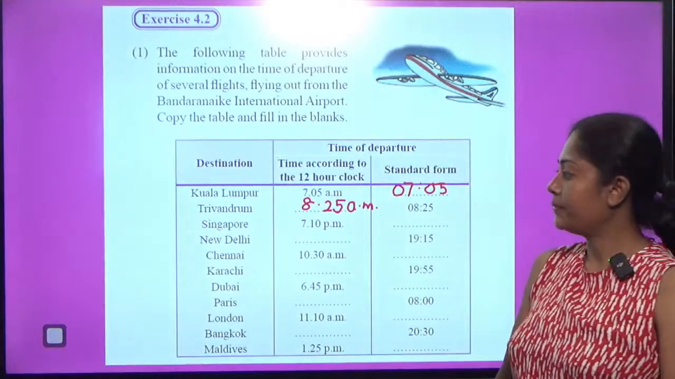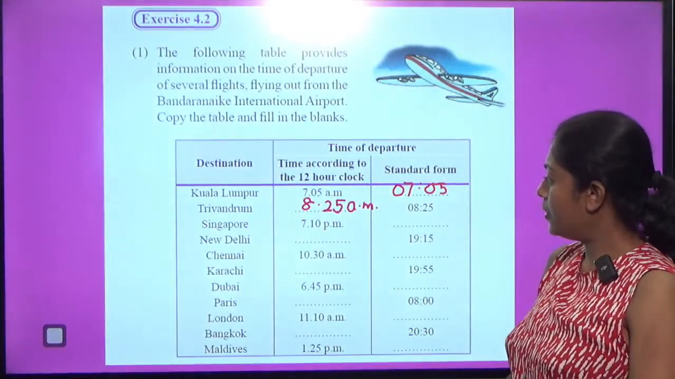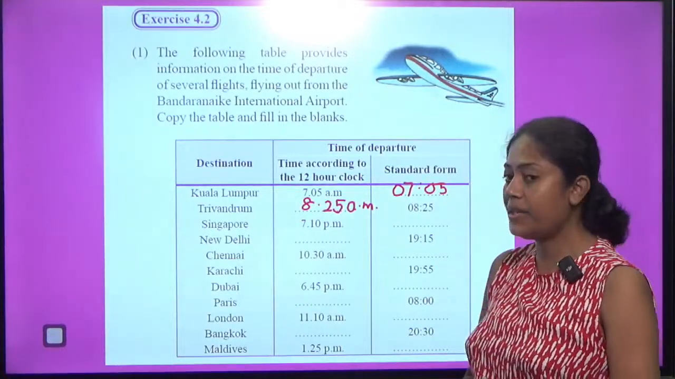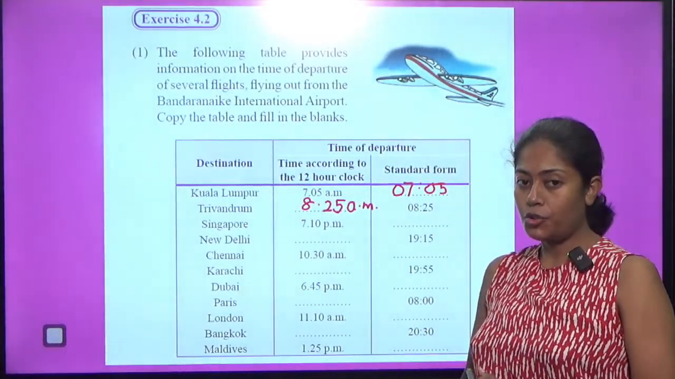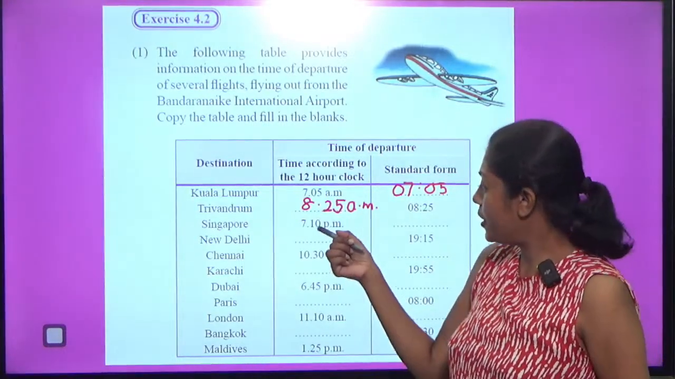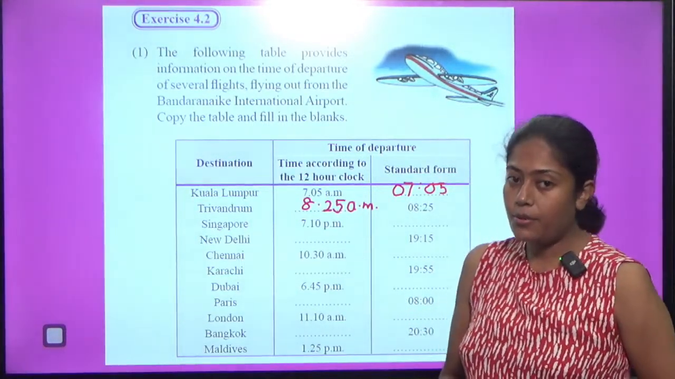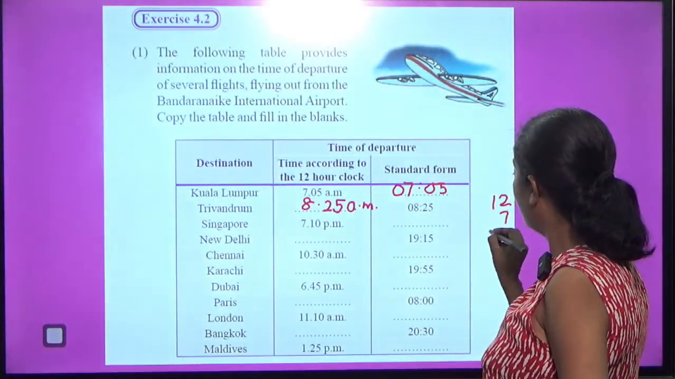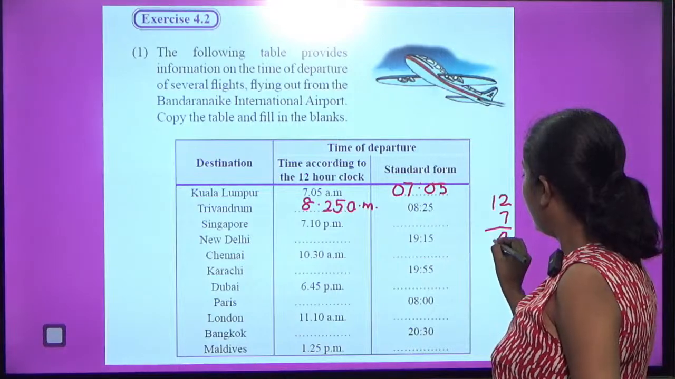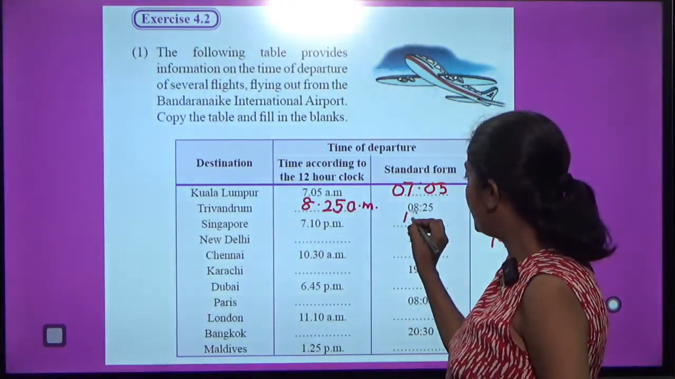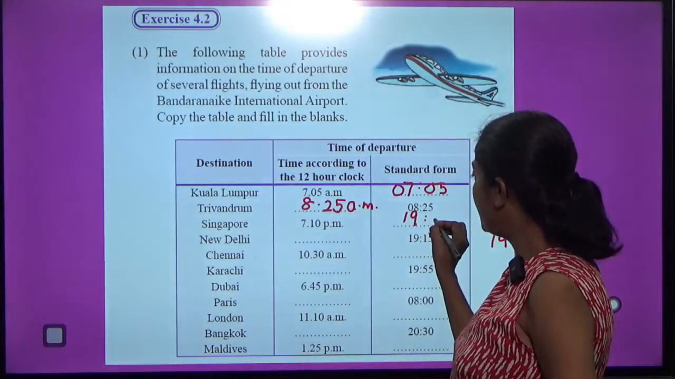Right? Next one, Singapore. The time is given in PM, 7:10 PM. That means after 12. Then what happened? We have to add 12 to this value. 12 plus 7, how much? 19. Then this time should be 19. Then double dot 10.